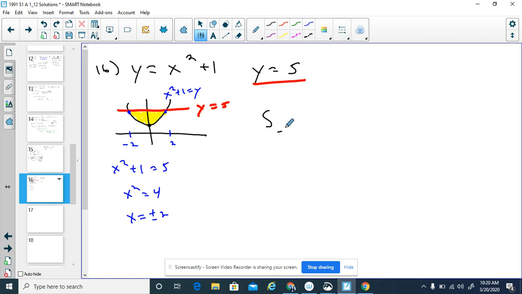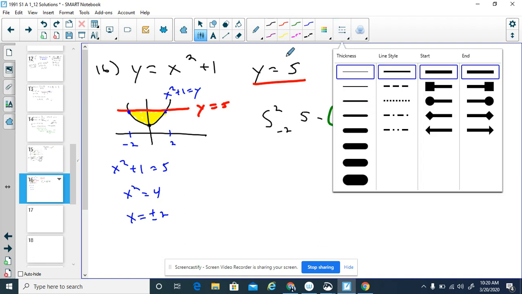You'd have the integral from negative 2 to 2 of the top, which is 5, minus the bottom, which is x squared plus 1. What do we have to be careful about? Matt, what do you think? Yes, Matt. Good job. Parentheses. You got to use parentheses there.